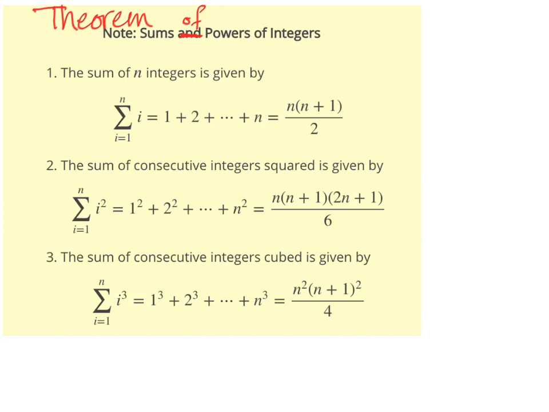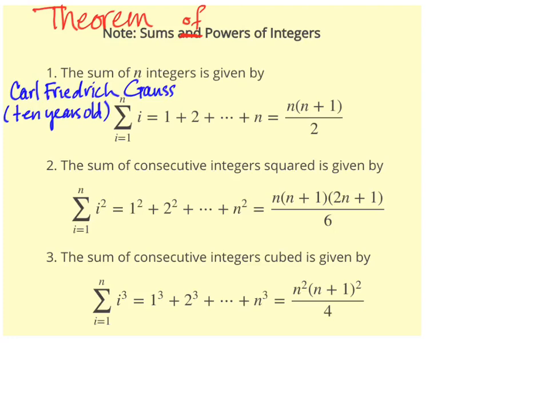So the first one, this one is actually famous. It was proven by someone named Carl Friedrich Gauss when he was actually 10 years old. So the story goes that he was 10 years old, he was acting up in school, he got in trouble, and the teacher was just trying to keep him busy.